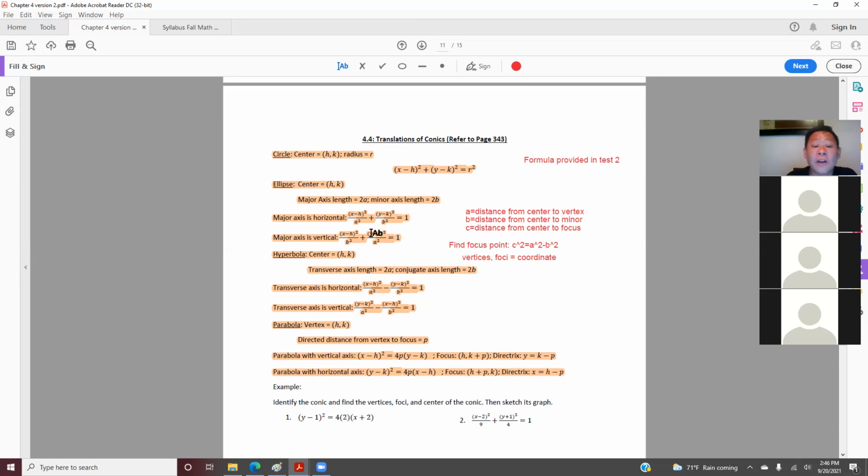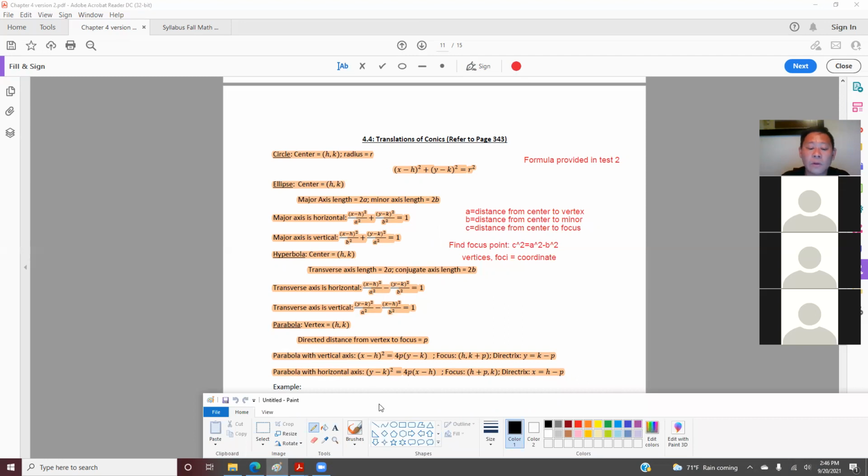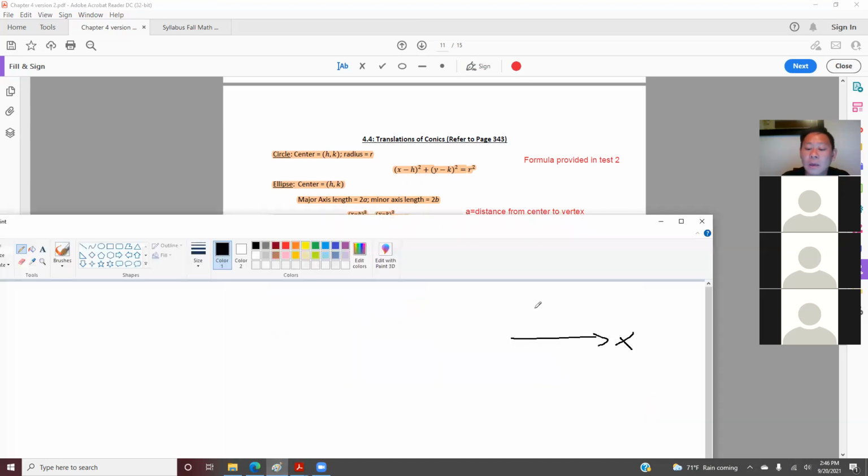And again, if I'm asking for an equation, your equation has to have x and y. So how do I know which one is which? You look at here. The one that has a, because a is the major one, will tell us whether it's horizontal or vertical. So if you look at here, a is down here, right? And above is x. So can someone tell me, when you look at your x-axis, is the x-axis horizontal or vertical?